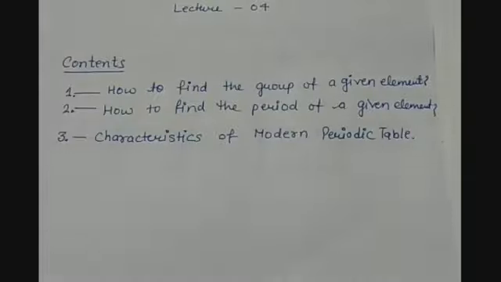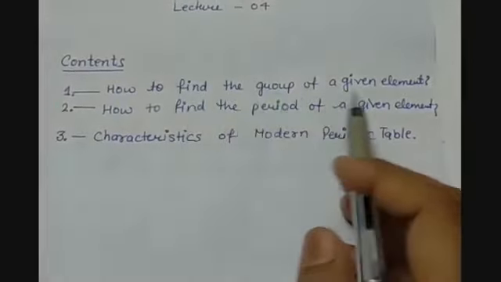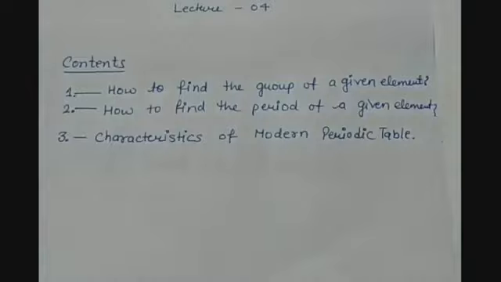of modern periodic table. So today we will see how to find the group of a given element and how to find the period of a given element. That means how to decide the position of the given element, that in which group or in which period that element is placed in the periodic table. The second important topic that we have to do today is characteristics of modern periodic table. Although we have studied the outlines of modern periodic table, but what are the real elements which are present in the modern periodic table as groups and elements?